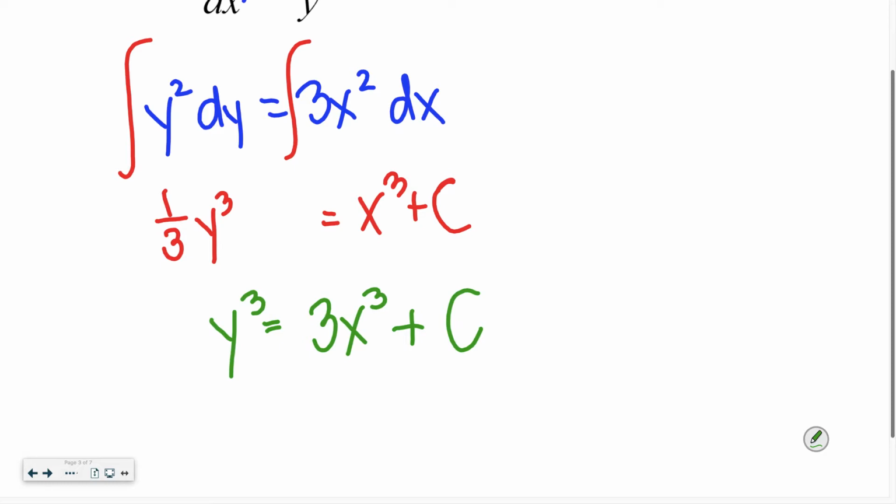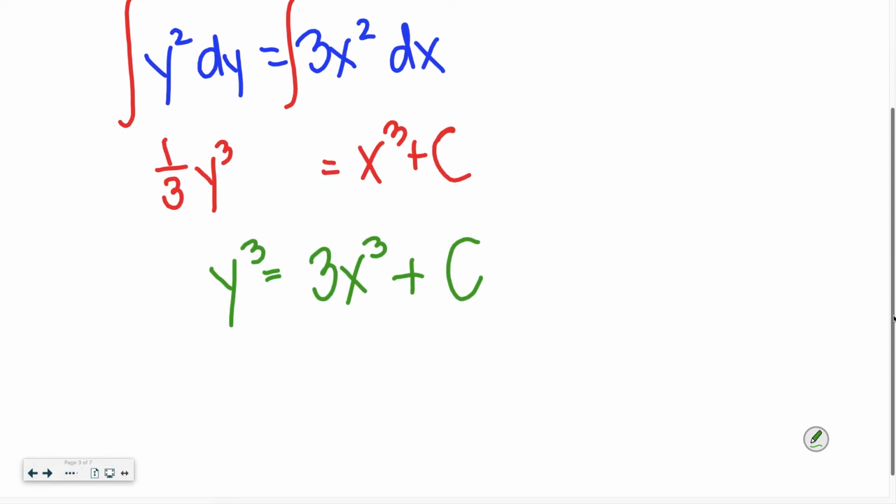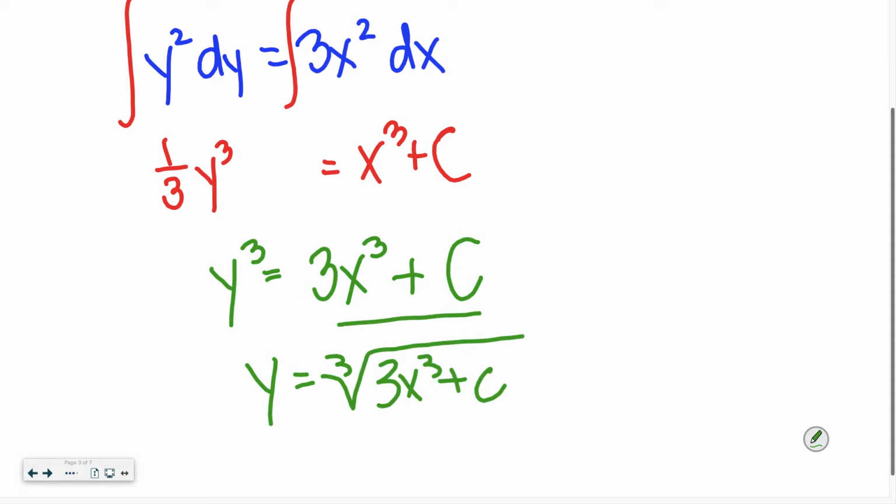Okay. And then I'm going to ask that you solve for y all the way. So we would write that y is the cubed root of 3x cubed plus c.